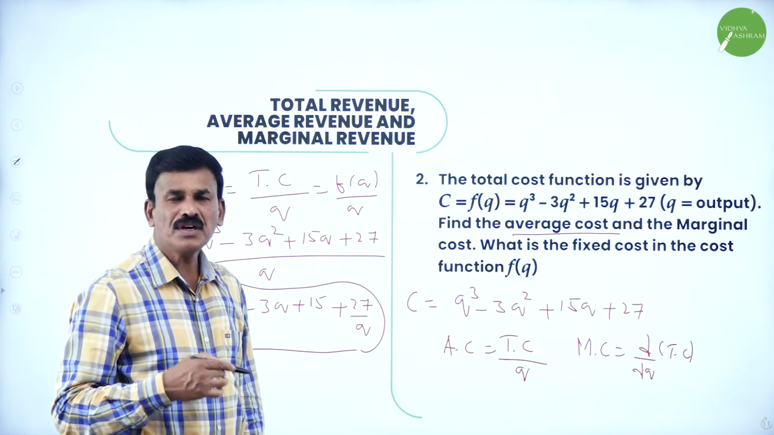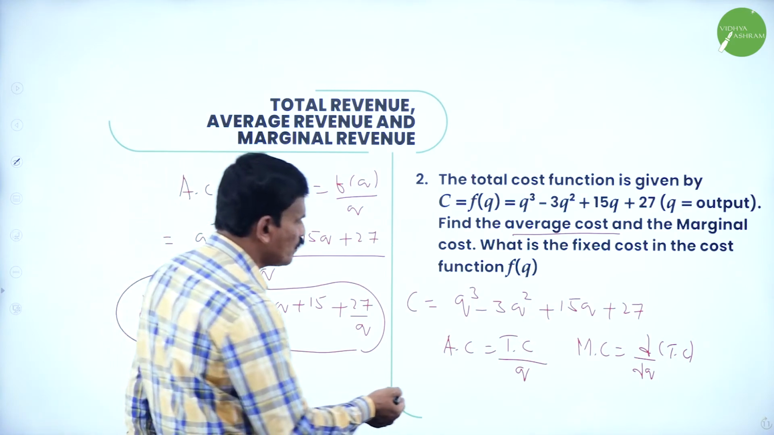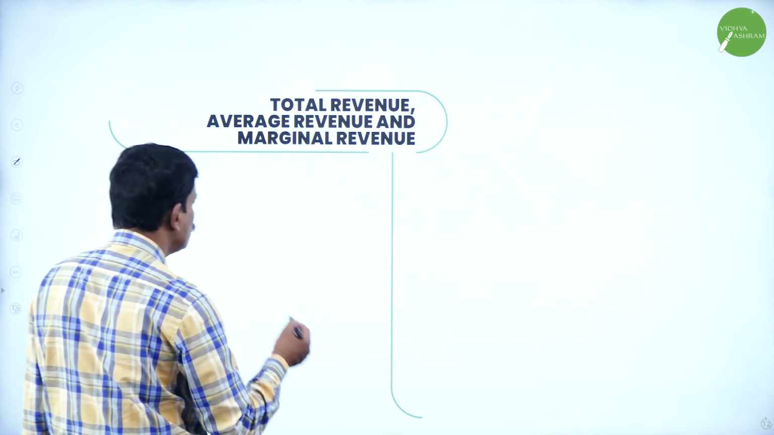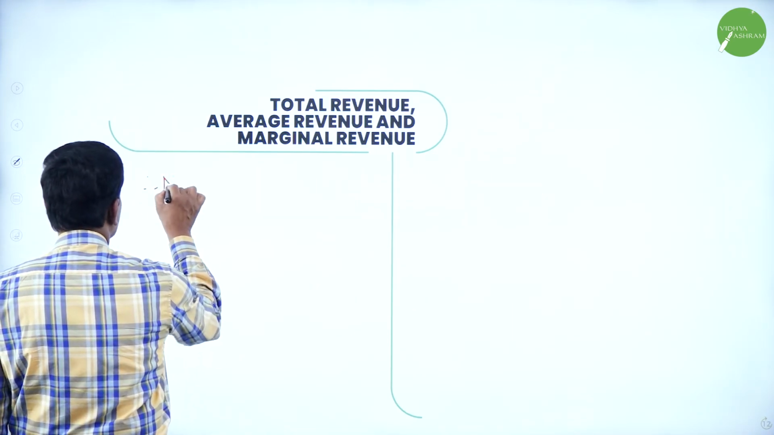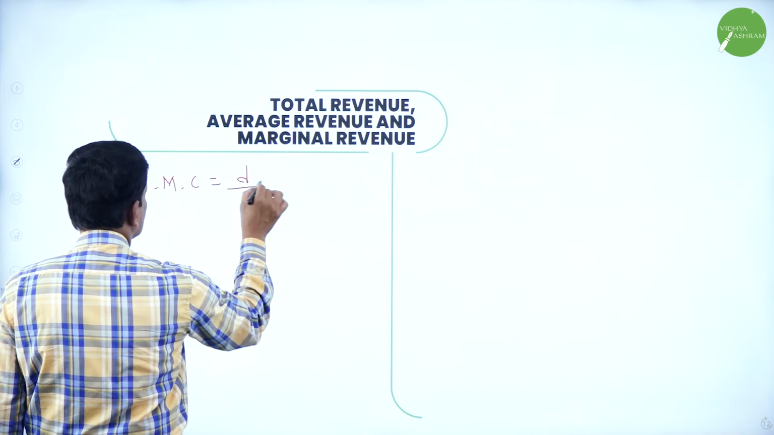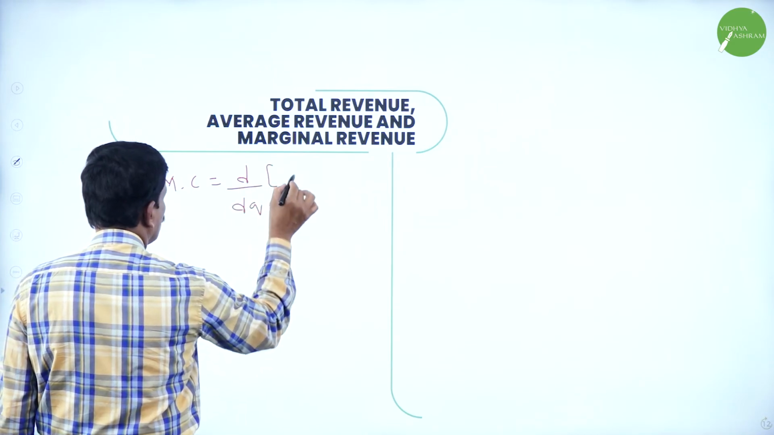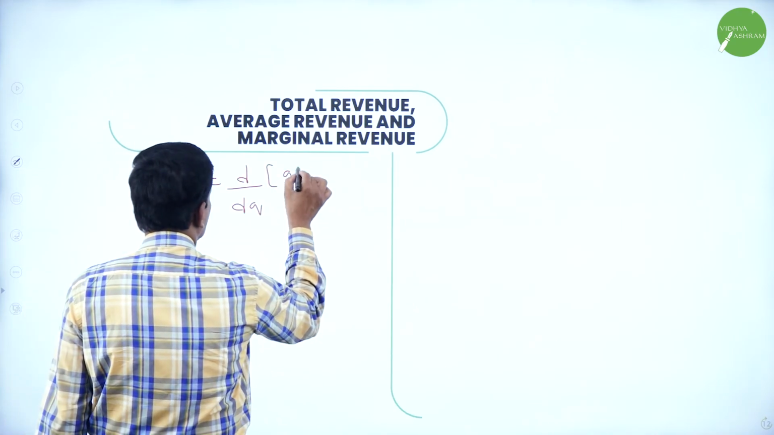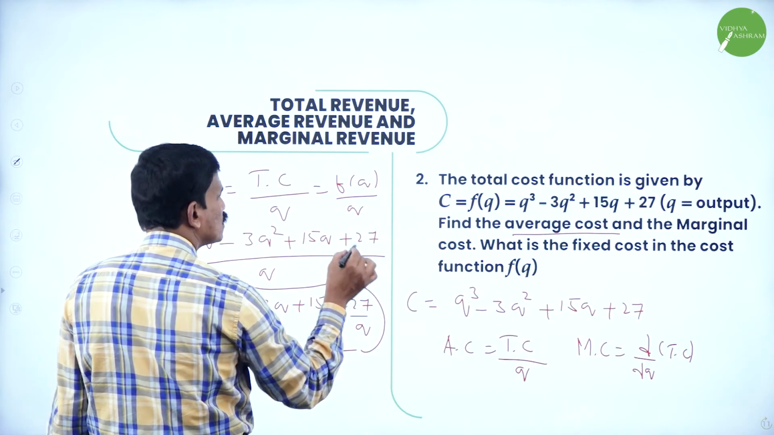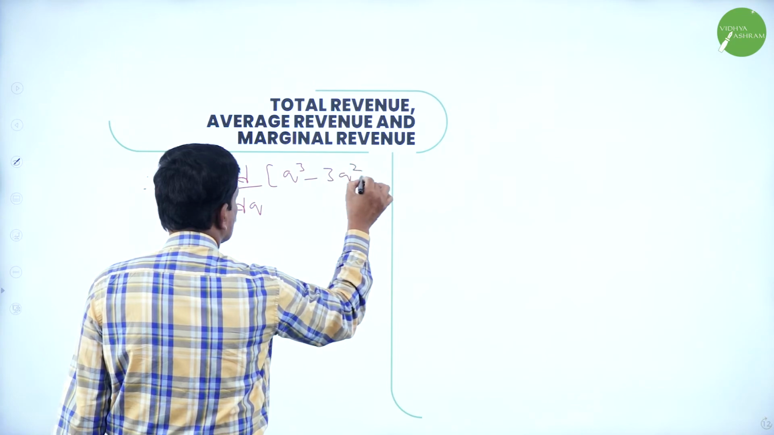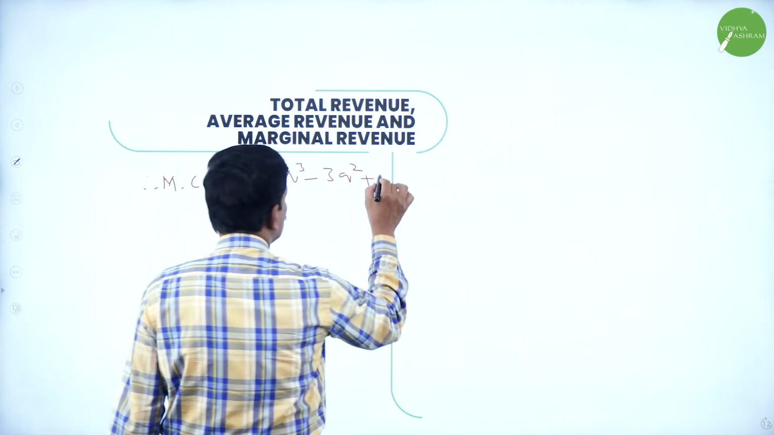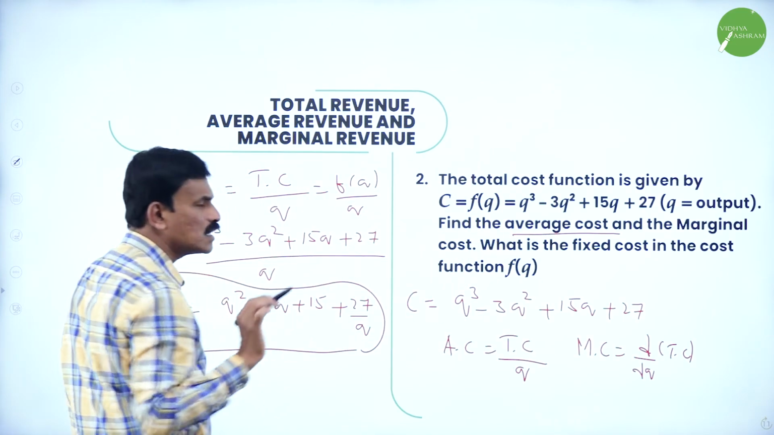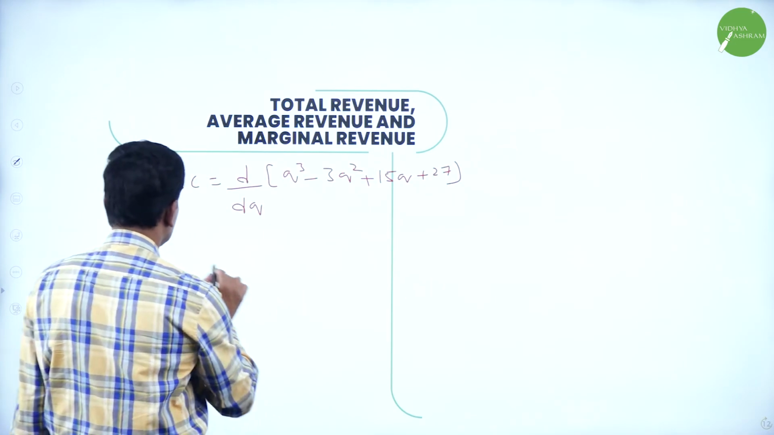Okay. Now find out the marginal cost. What is the formula for marginal cost? Differentiate the given function with respect to Q. So therefore the marginal cost is equal to d by dQ of the given function. What is the given function? Q cube minus 3Q square plus 15Q plus 27. Just take the derivative of the given function with respect to Q.